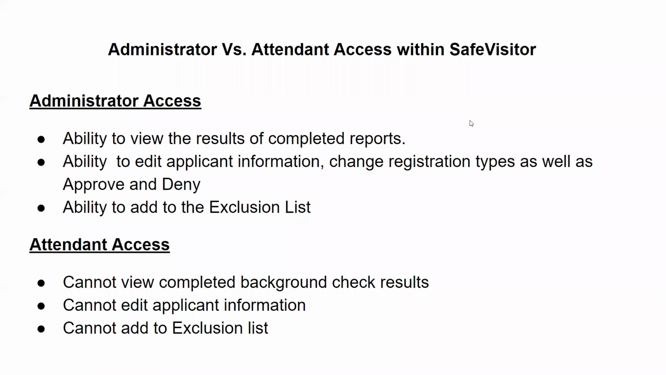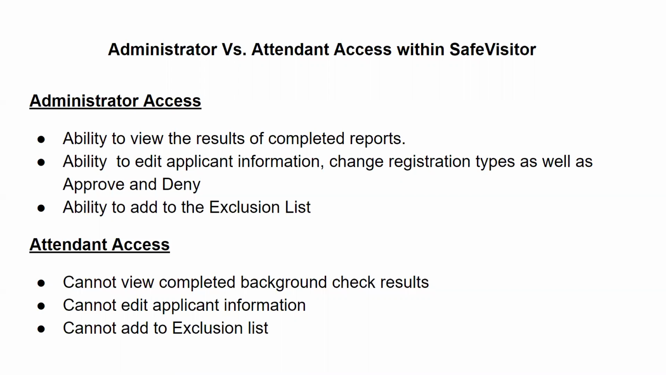Administrator versus attendant access within SafeVisitor. Administrator access within the system, you as an administrator have full rights to view the result of a completed report. You're able to view the actual background check within SafeVisitor once it's completed. You also have the ability to edit applicant information, change registration types, as well as approve and deny volunteers, employees, whatever registration type you have within the system. You have the capability to make those types of changes.